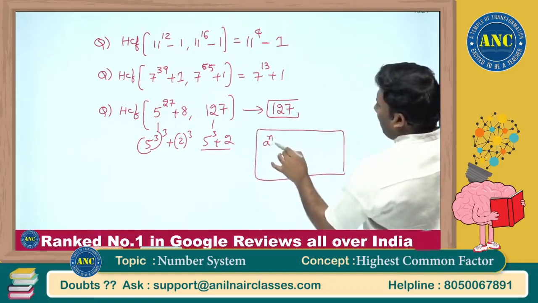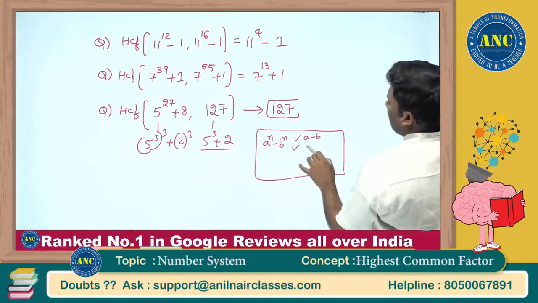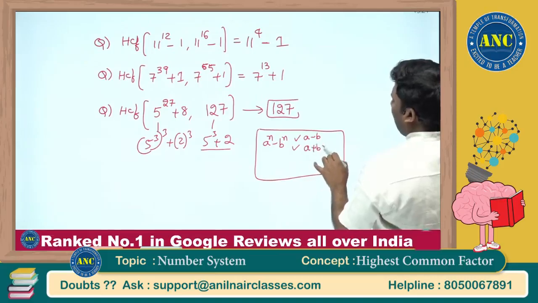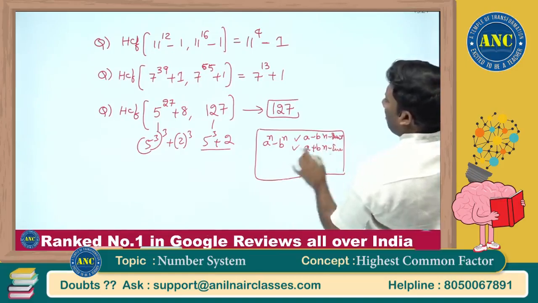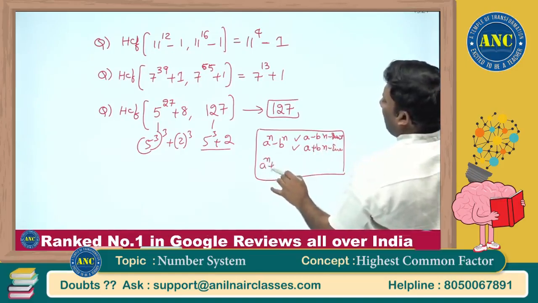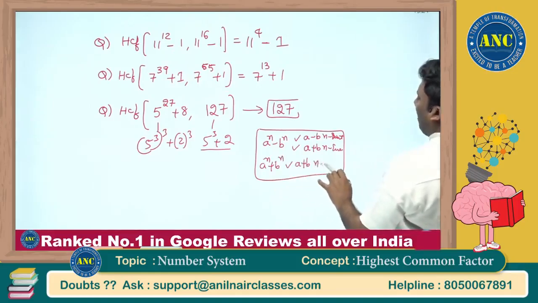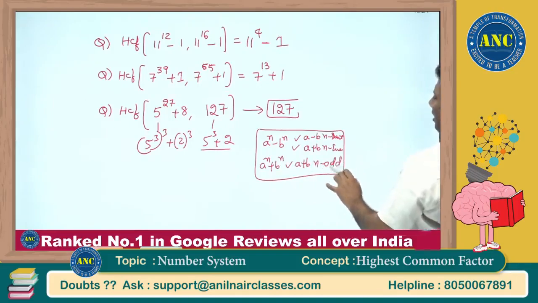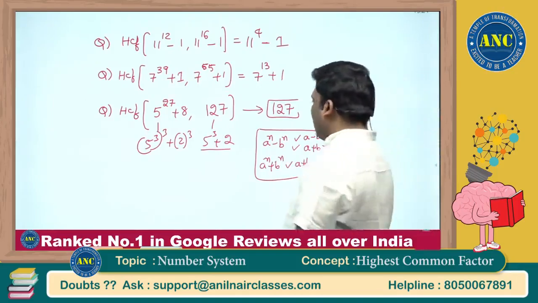What are the concepts that we discussed? A power n minus b power n is divisible by a minus b. It is also divisible by a plus b if n is even. It is when n is a natural number. A power n plus b power n is divisible by a plus b if n is an odd number.